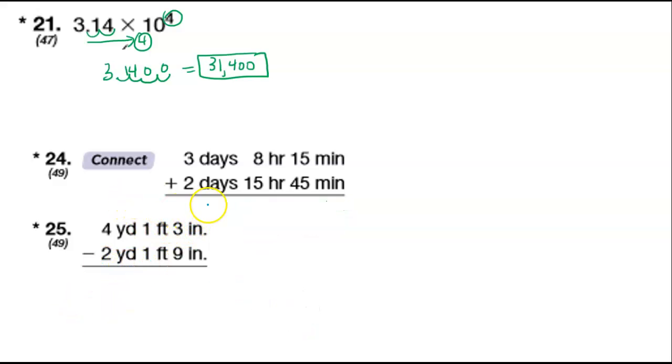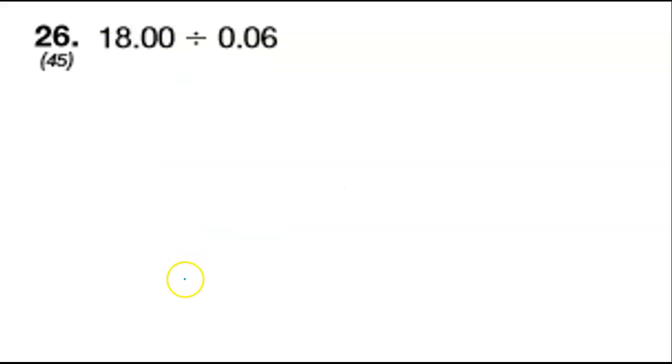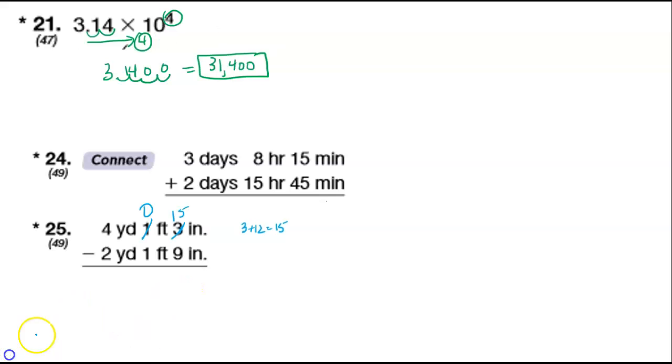Okay, so we need to subtract this, and I can't. I need to borrow a foot. So that's going to be 3 plus 12, which is 15. 15 minus 9 is 6. Then I have to borrow a yard, so that's going to be 3. This is going to be 3. 3 minus 1 is 2. And 3 minus 2 is 1. And we cannot simplify that any further.